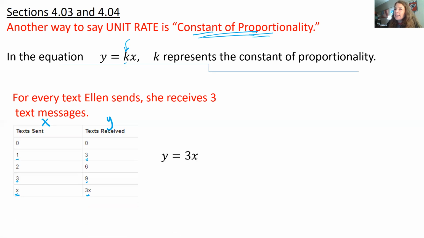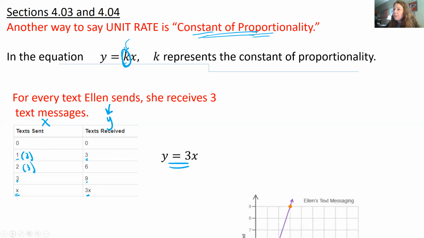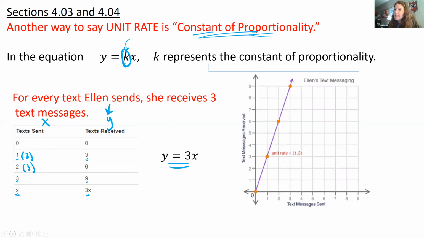Since y, this column, is always equal to 3 times each of these numbers, we could write it as an equation: y equals 3x. And since the number multiplied by x is 3, that means 3 is the constant of proportionality. And we can graph this table.